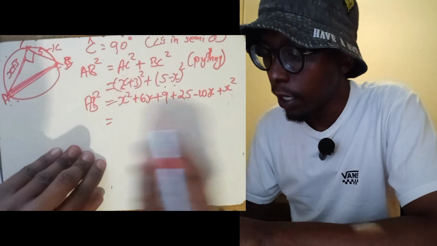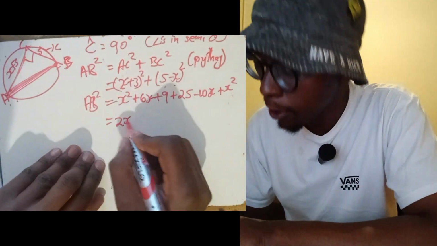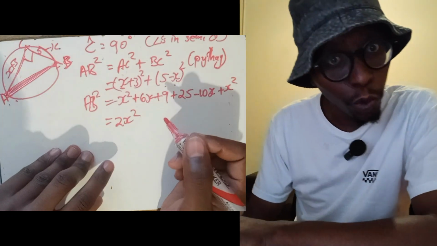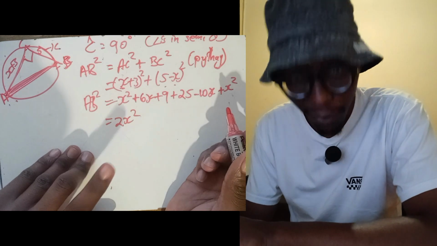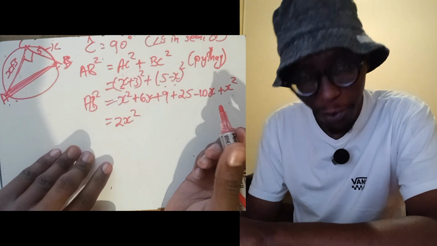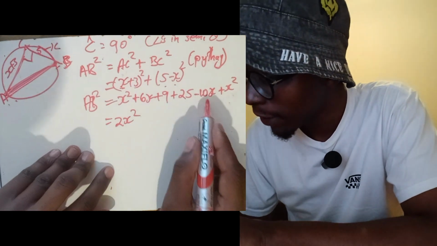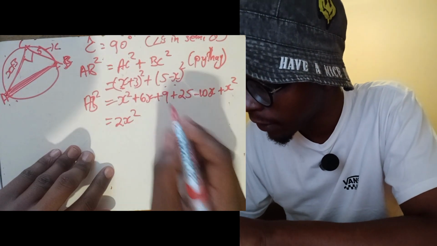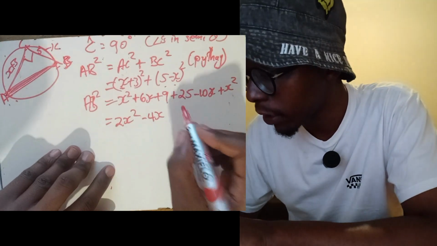And then now add your like terms. x squared plus x squared is 2x squared. So now 6x minus 10x is negative 4x. And then 9 plus 25 is 34.